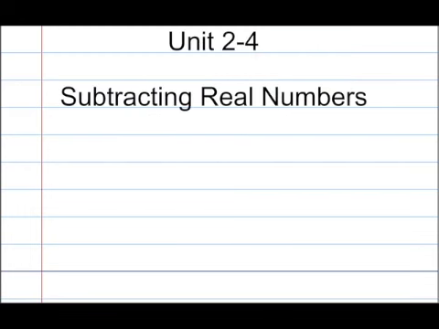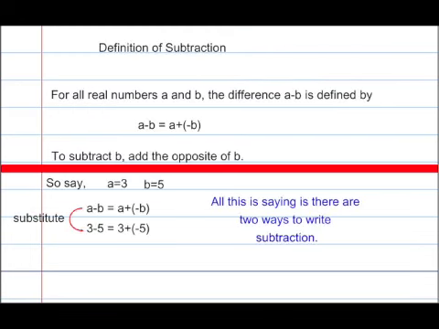Okay, Unit 2-4, subtracting real numbers. So a definition of subtraction. For all real numbers a and b, the difference a minus b is defined by a minus b equals a plus negative b. To subtract b, add the opposite of b. So say a equals 3, b equals 5, and then you can substitute.